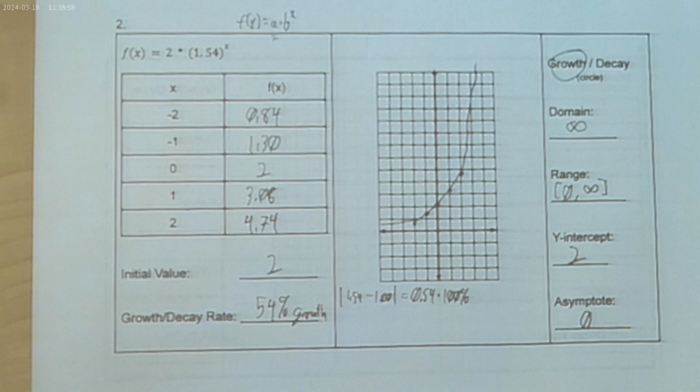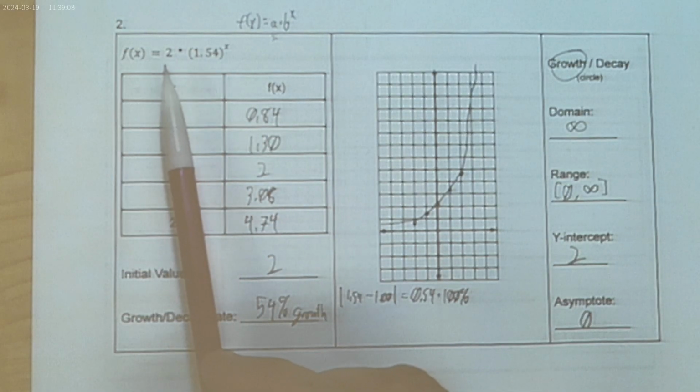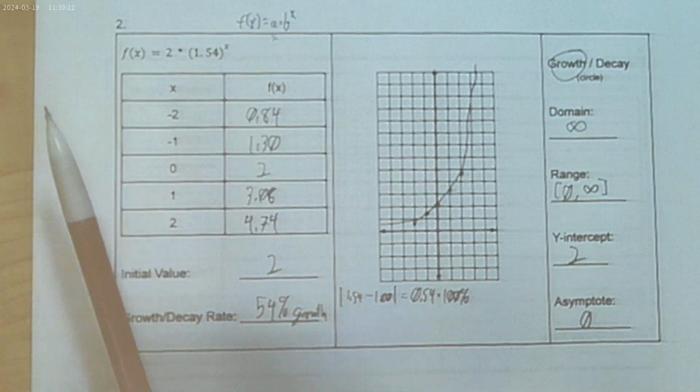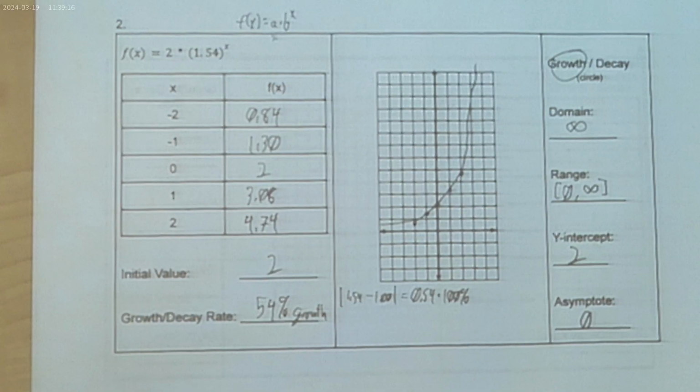Not always. The initial value is always going to stay the initial value no matter what. So when you have an equation like this, where you have 2 times 1.54, the initial value is always going to be 2. There's nothing that's ever going to change it. It is always going to be your initial value. That's just the end of it. It's never going to be 1. It's never going to be 0. The initial value is never, ever going to change as part of the function. The y-intercept, however, can change.